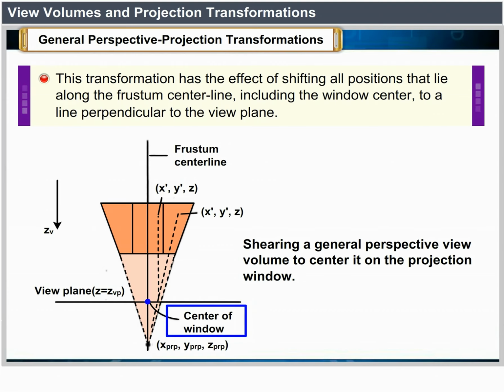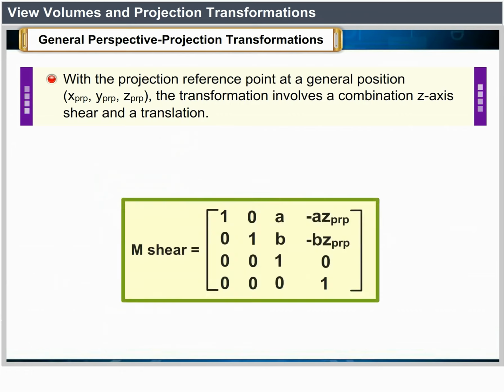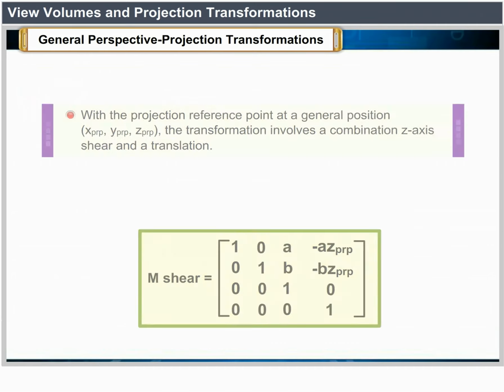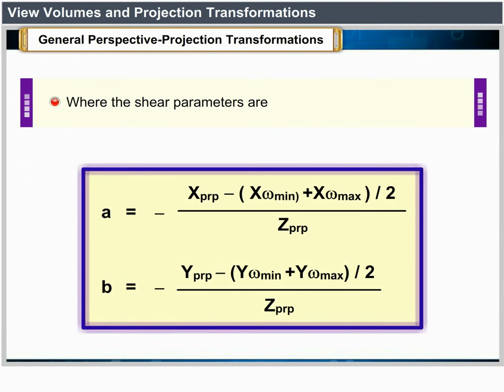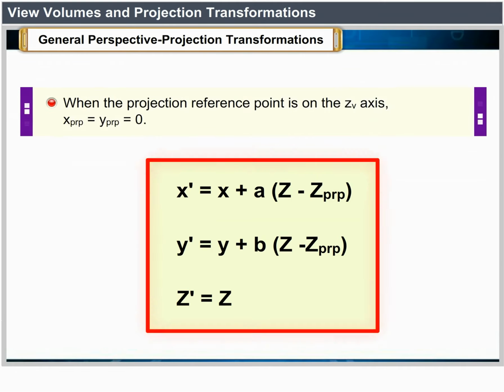With the projection reference point at a general position XPRP, YPRP, ZPRP, the transformation involves a combination z-axis shear and a translation, as shown below, where the sheared parameters are as shown in the equations below. Points within the view volume are transformed by this operation as x dash equals x plus a into z minus zprp, y dash equals y plus b into z minus zprp, z dash equals z. When the projection reference point is on the zv axis, xprp equals yprp equals 0.